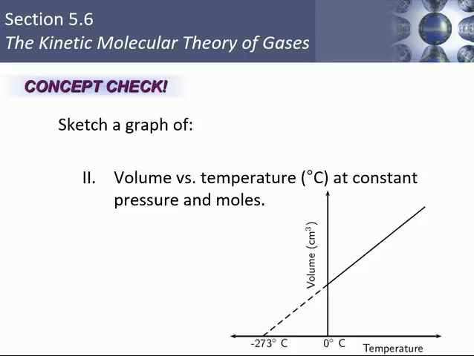I want you to make volume versus temperature. I'm going to have you make two different graphs. This one is going to be using degrees Celsius. The next one's going to be using Kelvin. But we're assuming constant pressure and moles here. The other terms in PV = nRT are not changing. They're constant. We're just looking at the relationship between volume and temperature.